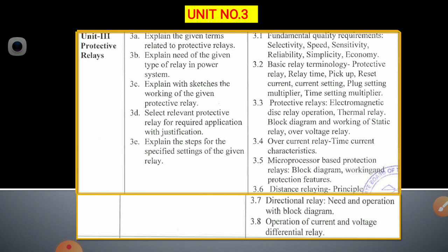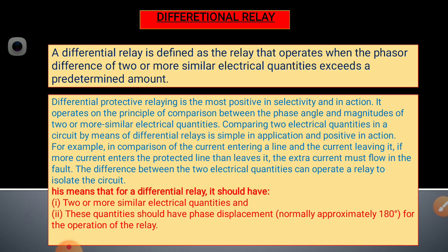Then next is the distance relays, that means the relay which operates on a predetermined distance is called the distance relay. Then the directional relay, the relay which operates on which direction, that is forward or reverse, or it is also called the reverse power relay. So the need of that relay and the operation of the reverse power relay. Now last is the differential relay. So today we will see the differential relay.